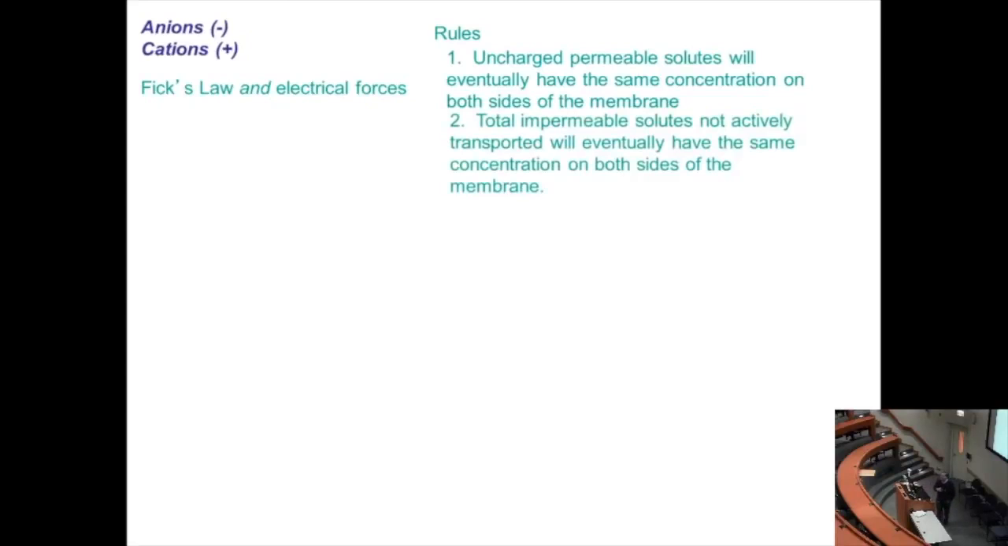Impermeant solutes, if you add them all up and determine the osmolarity, will have the same concentration on both sides of the membrane. And that happens through the auspices of water movement and osmosis. And we talked about that last block. Okay? In this case, you total them all up, determine the osmolarity on each side of the membrane. Water moves to make that osmolarity the same.